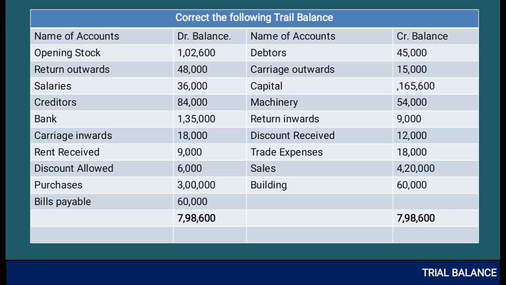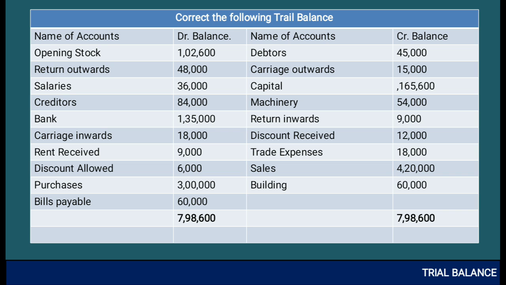So here we have to highlight that 48,000. Salary is an expense, debit balance. Okay, creditors 84,000, sir, it should be on the credit side, but we have recorded it on the debit side, so we have to mark it, 84,000. Bank, assets side, debit side, no issue. Carriage inward, all the inward and outward are both part of expenses, so we have to record it on the debit side. Rent received is income, and income should be part of the credit side, so we have to highlight it. Discount allowed, okay.